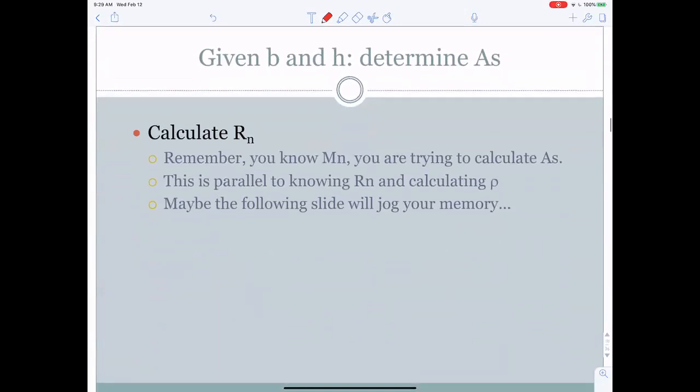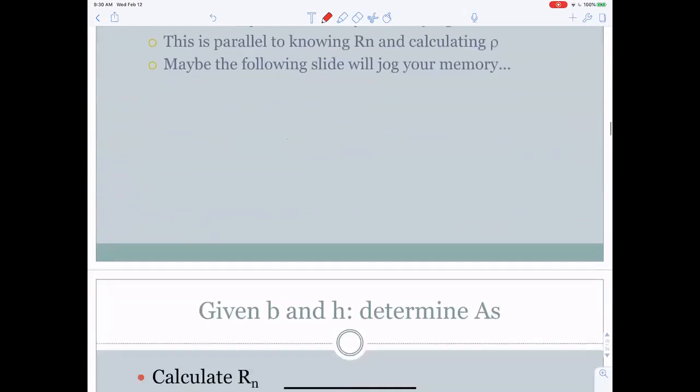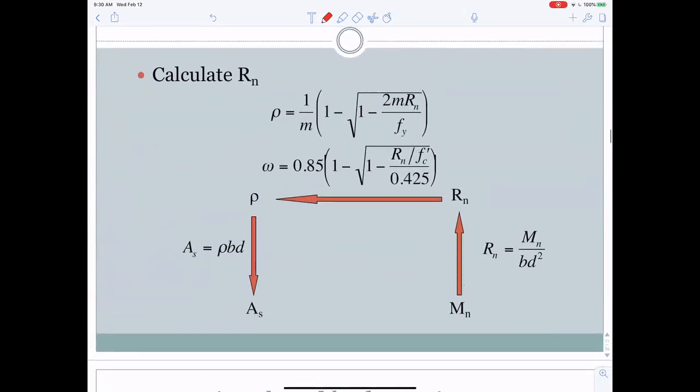Okay, so you know Mn, and we're trying to get area of steel. This is parallel to knowing Rn and calculating rho. And so remember this. So you know Mn, and we're trying to get to the steel. And so we're going around the horn. We're going from Mn, we're going to change it to Rn because we have an equation between Rn and rho. And once we know the rho, we can then get the As.